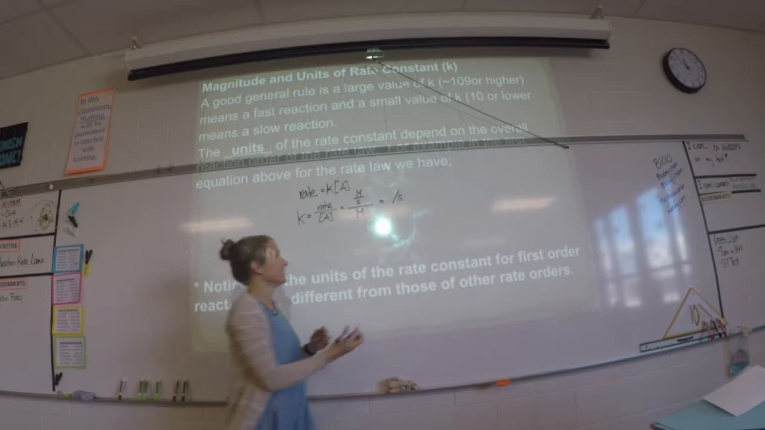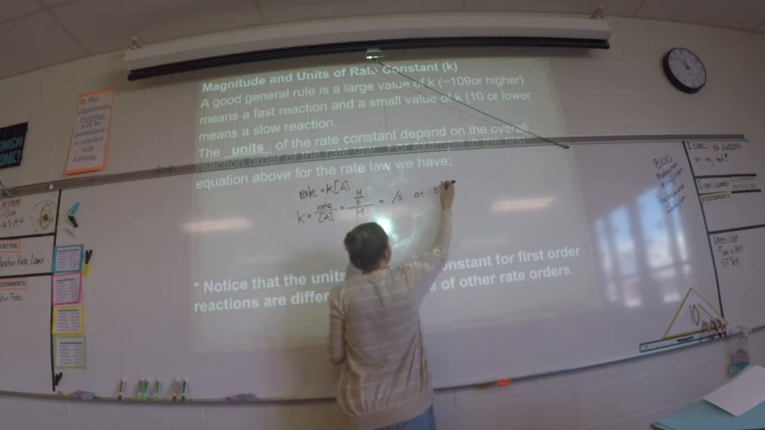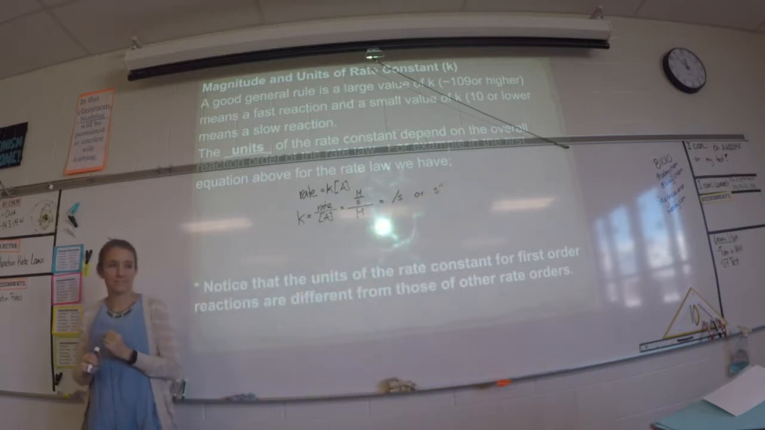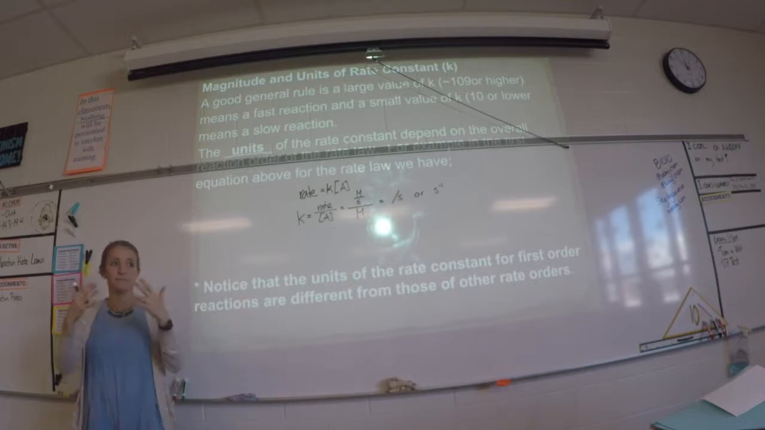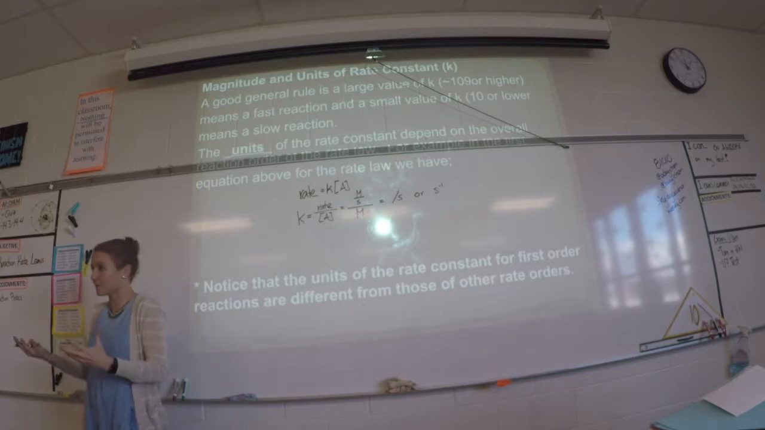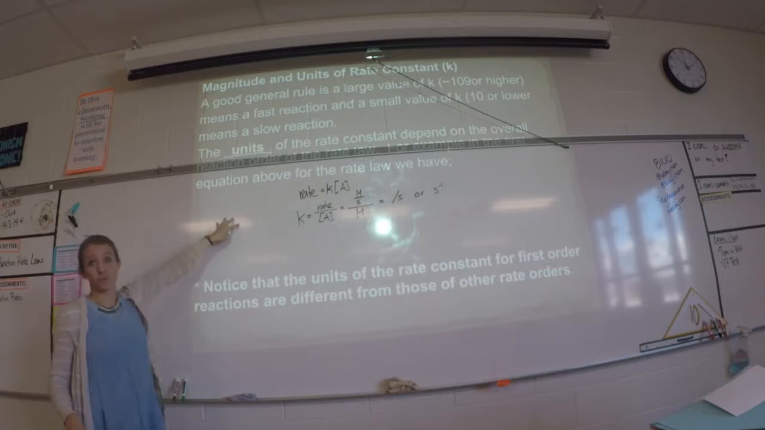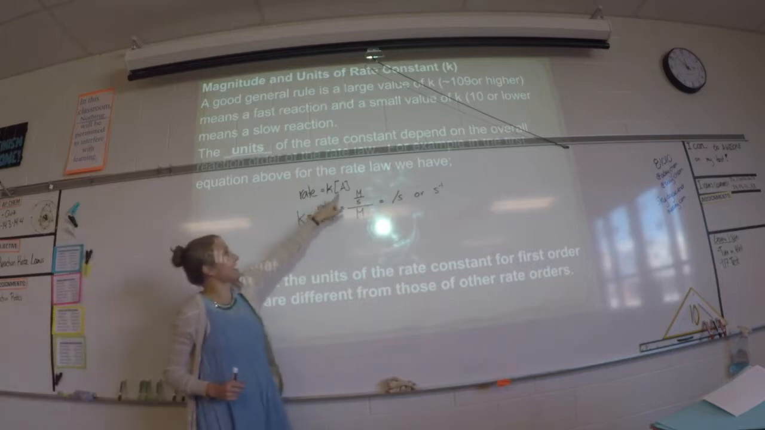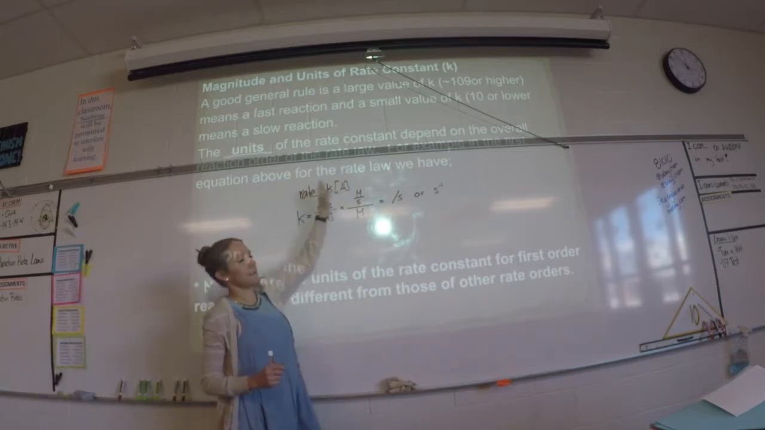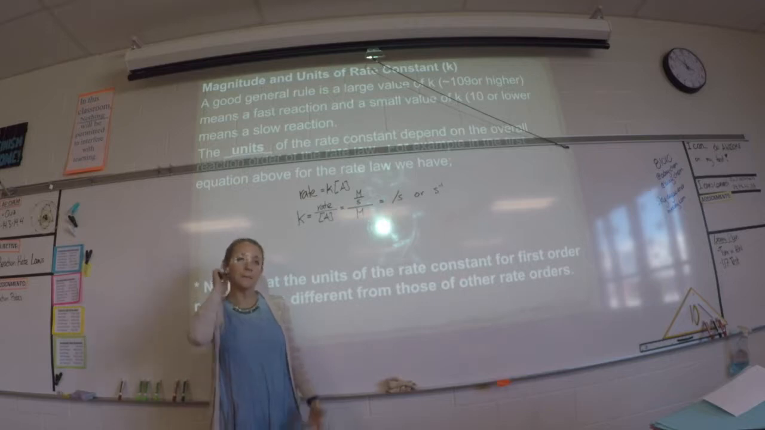Or you'd write it like this, inverse seconds. And then as you add orders, every order you add adds the molarity to the bottom. So as we get higher and higher in our different orders, this is first order. So what would zero be? Molarity per second. Because if it's zero order, then technically you just have the rate equals K, so it'd just be molarity per second.